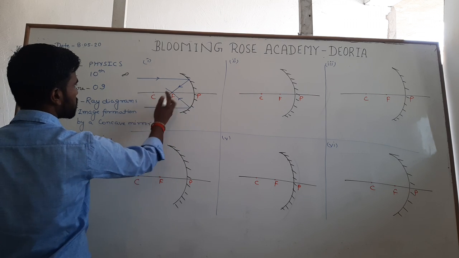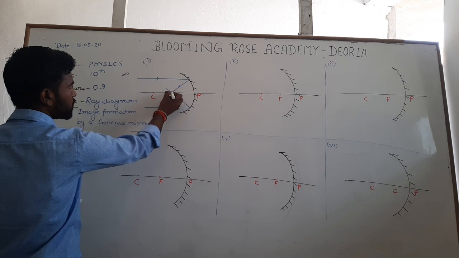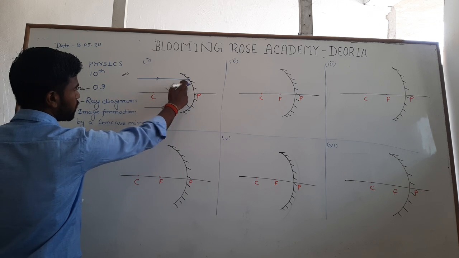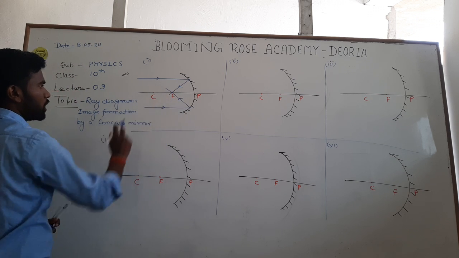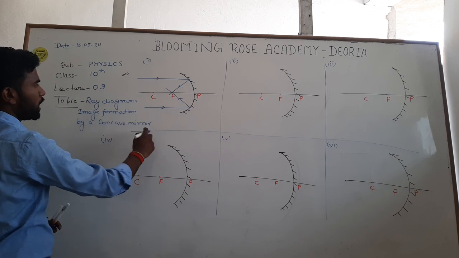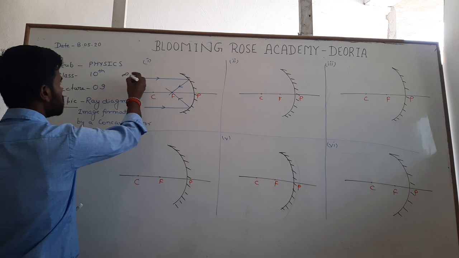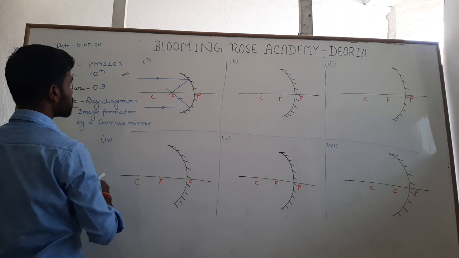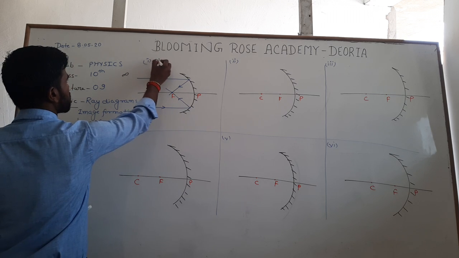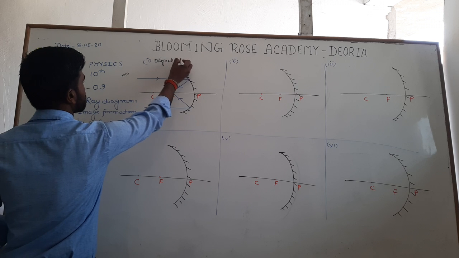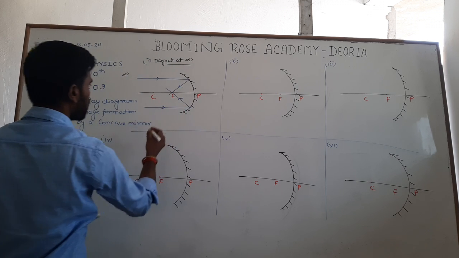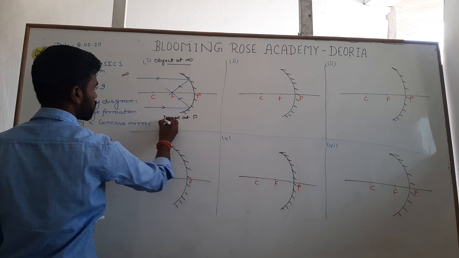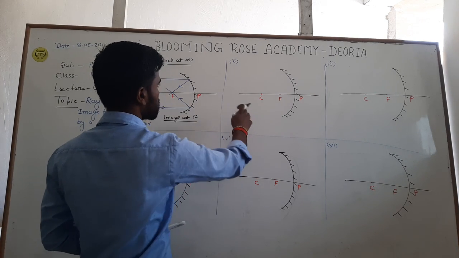Here you can see that the image of the object is point-sized, as on the principal axis you can see that the two lines are converging. So here, the object is at infinity, and the image is at the principal focus. Now we will discuss the second.